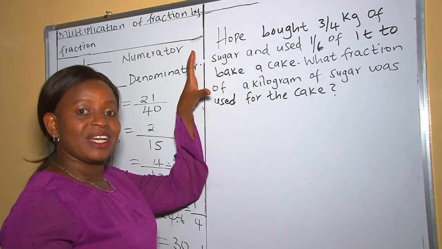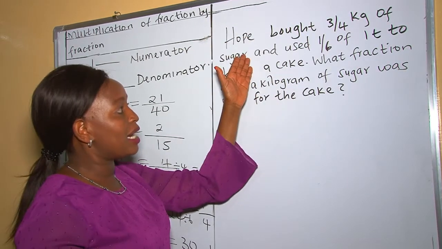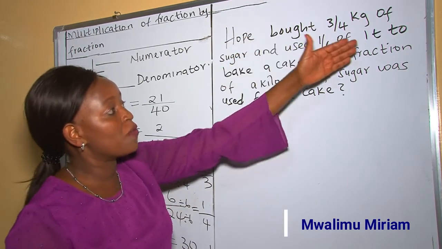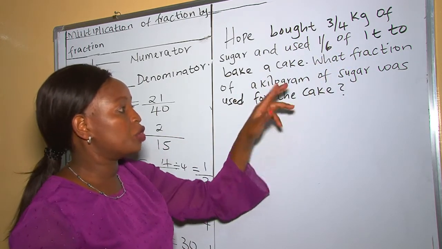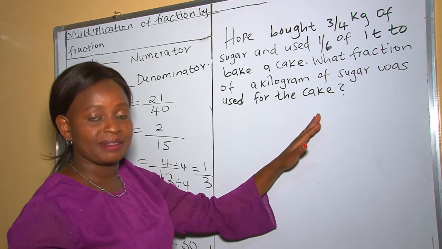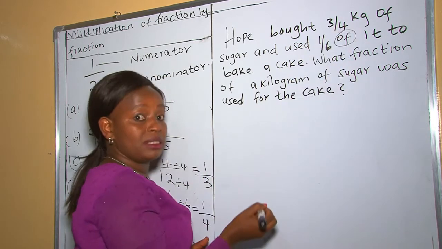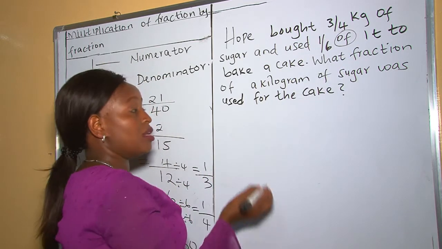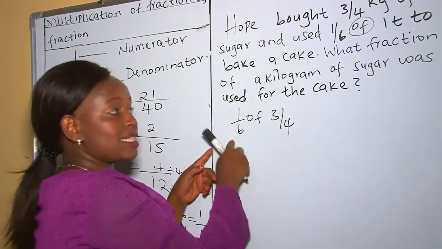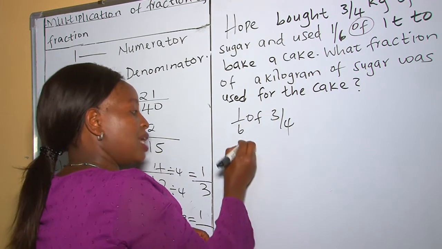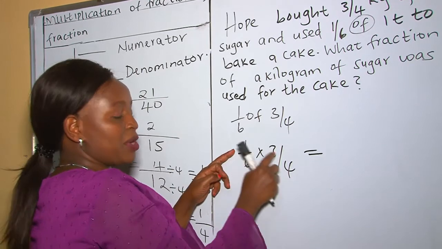On this question, we have been told that Hope bought 3/4 kilogram of sugar and used a sixth of it to bake a cake. What fraction of a kilogram of sugar was used for the cake? In this question, you can see a sixth of. In mathematics, of means multiplication. Therefore, a sixth of 3/4. So, it's a sixth times 3/4.